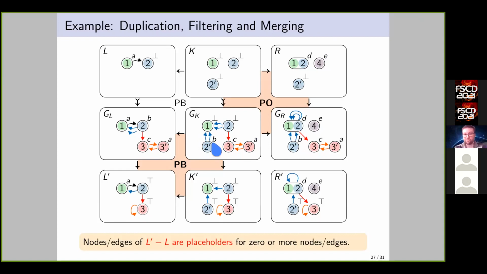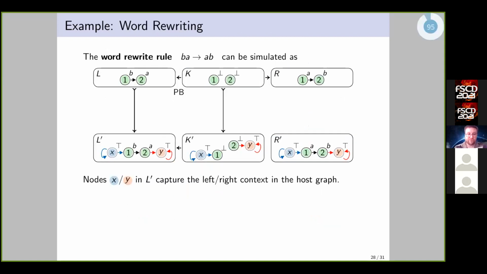This part 2 here, we get the supremum of B and bottom, which will give B. And the context is just glued in from GK into the result. So we can remove things, we can filter, we can duplicate things, and we can also merge things. So this is a quite powerful mechanism. And you can use this to simulate string and term rewriting in a termination preserving way.